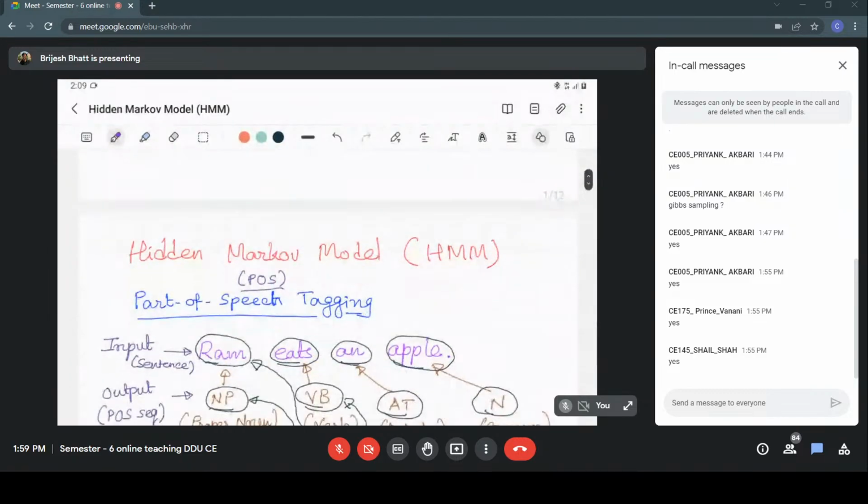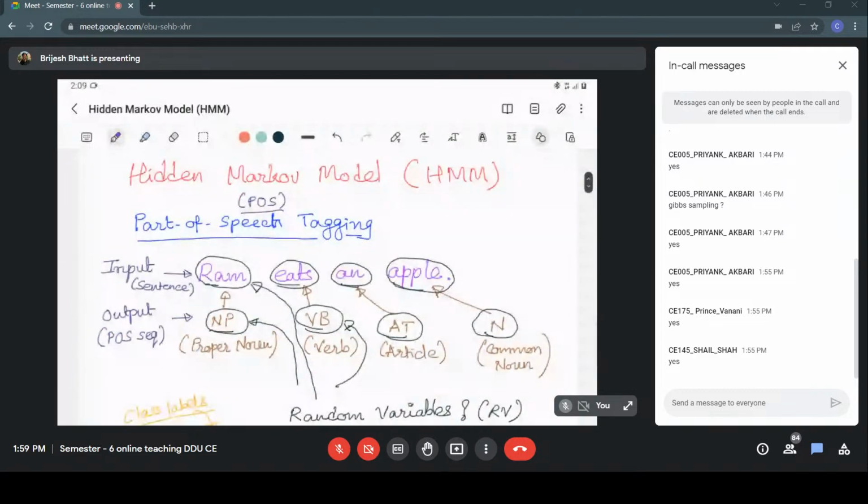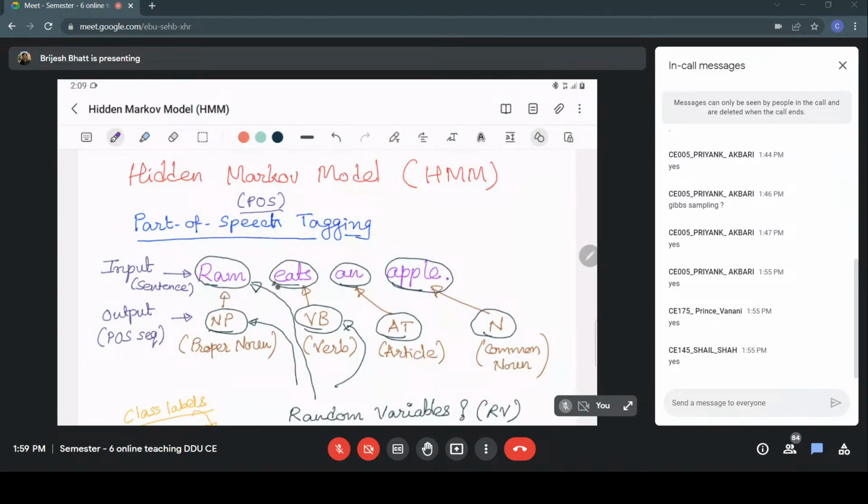So let us come to the model that we want to discuss. It is again a Bayesian network. You will automatically identify it as you see. It is called hidden Markov model, or HMM. And we are going to study HMM with respect to part of speech tagging. So let us again come to the example that we are talking about. Ram eats an apple. There is an input sentence, and what we expect as output is Ram is a proper noun, eats is a verb, an is an article, and apple is a common noun. This is what we want.